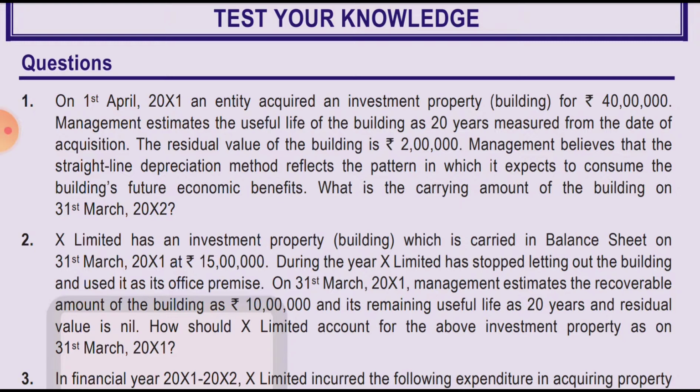The management believes that the straight line depreciation method reflects the pattern in which it expects to consume the building's future economic benefits. What is the carrying amount of the building on 31st March 2002? It was acquired on 1st April, so we simply have to charge 1 year of depreciation. 40 lakh rupees minus 2 lakh rupees divided by 20 years. So the per year depreciation is 1 lakh 90,000. Deduct that from 40 lakh rupees, and the closing value will be 38 lakh 10,000.